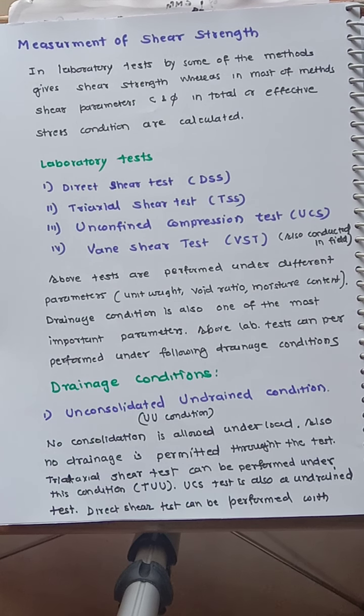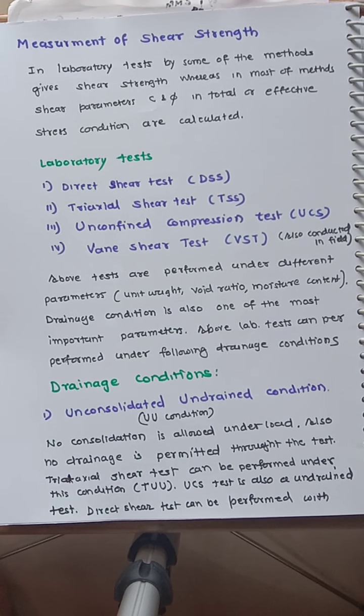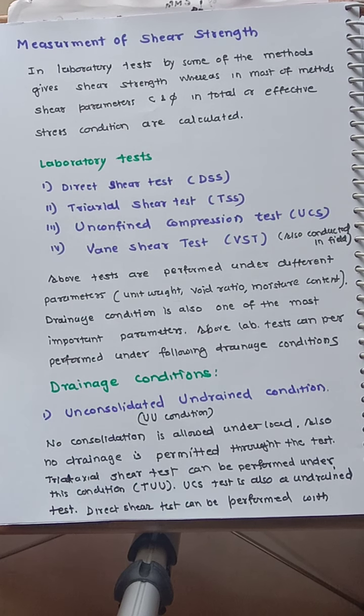So all we discussed is about Coulomb's theory, Mohr-Coulomb theory, and the Coulomb's equation or Mohr-Coulomb equation, S equal to tau equal to C plus sigma tan phi. Now, how do we determine the shear parameters or shear strength? Some experiments give shear strength directly, and some give the parameters. So, the measurement of shear strength.